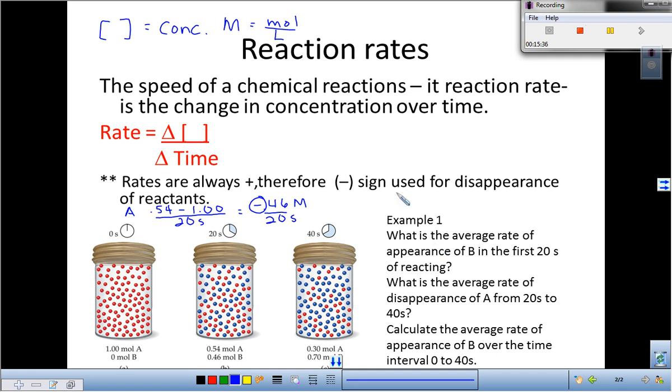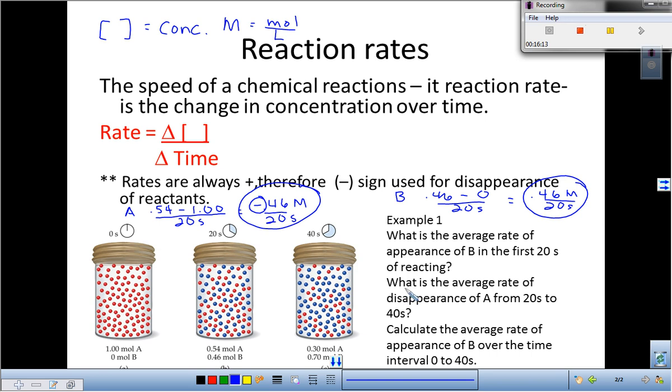So what's going to happen to B over that period of time? Well, B started at 0, and it went to 0.46. So 0.46 minus 0 over 20 seconds. That's 0.46 molar per 20 seconds. And then you can calculate what the rate is. See the relationship? This one is negative because it's disappearing. This one is positive because it's appearing.